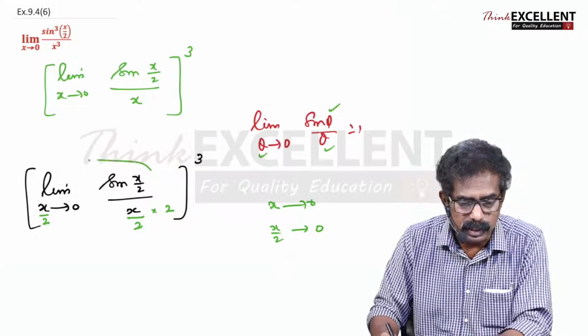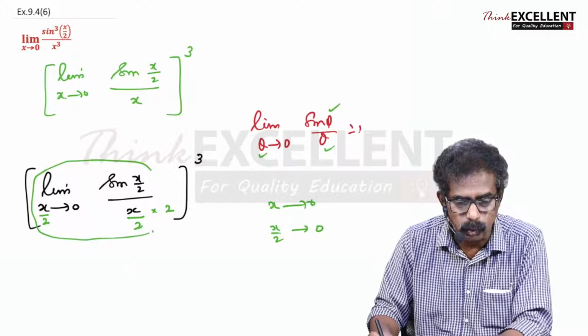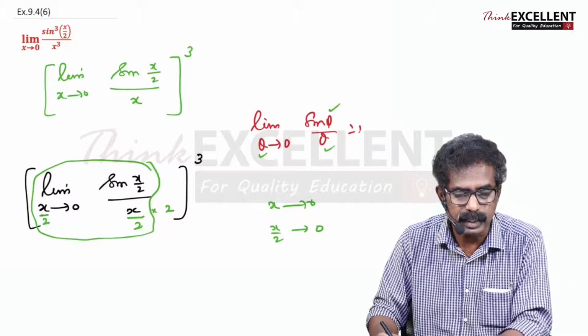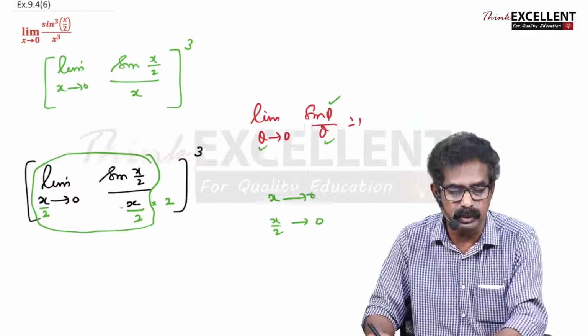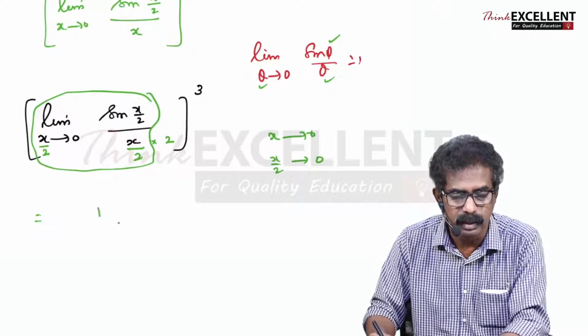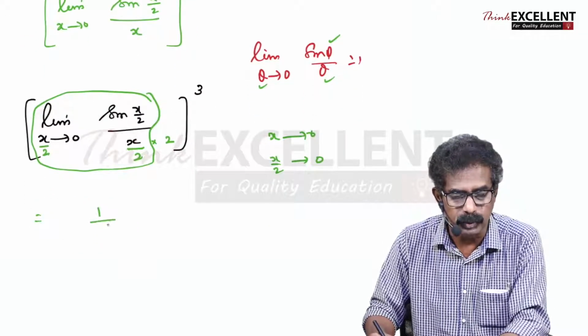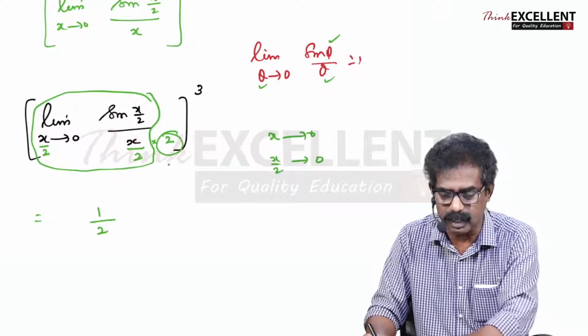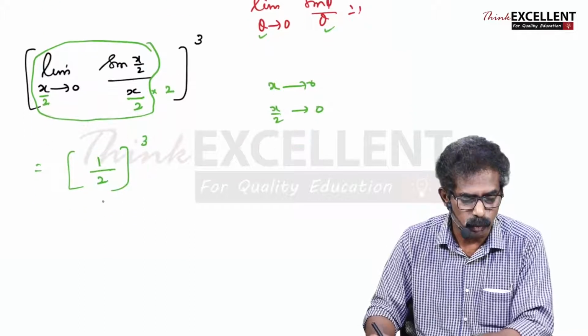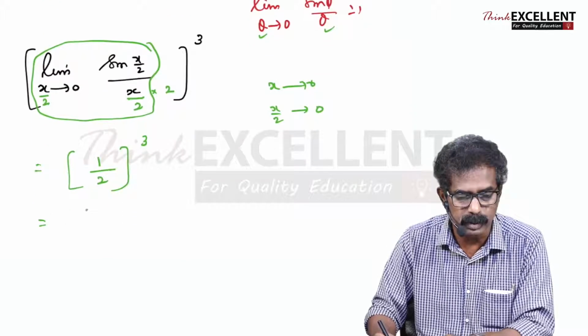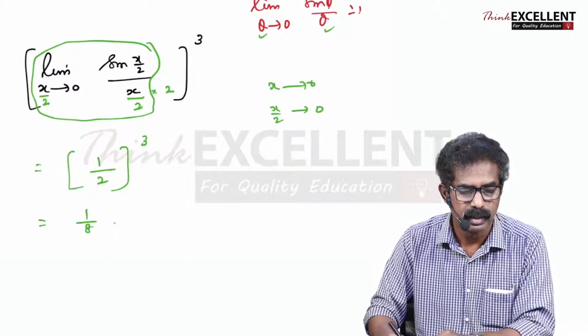Now you know this part, the answer is 1. Limit theta tends to 0, sin theta by theta. Instead of theta, what do you have? X by 2. So that part is 1. Denominator we have a 2, right? This 2. Denominator we have a 2, the whole cube. So your answer is 1 by 8. 1 cube is 1, 2 cube is 8.